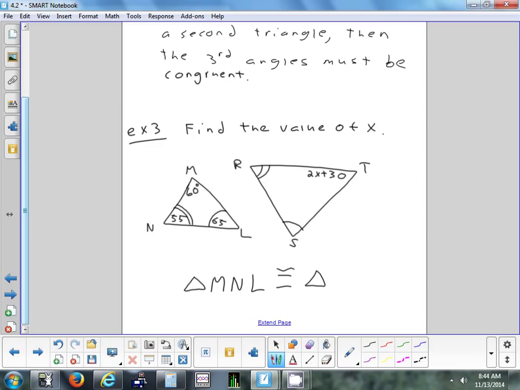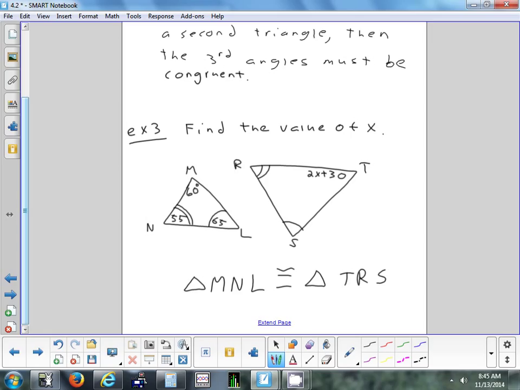And I want to know what it would be congruent to. What I would do is start by, M is a little bit tricky, but N has the two marks on it, so does R. L has the single mark, so does S. If you can match those two up, then it only leaves one place for the third letter to go. So what would M, N, L go with? T-R-S. Yes.